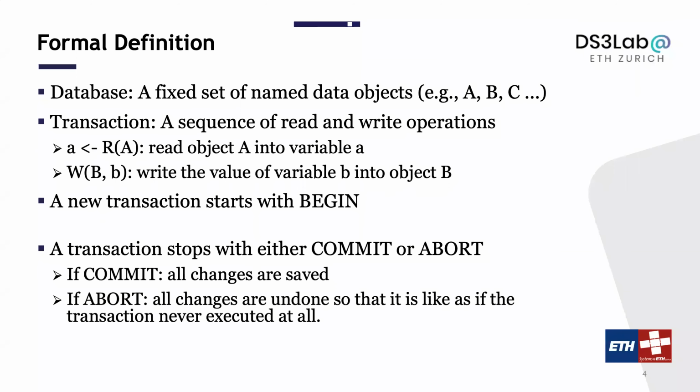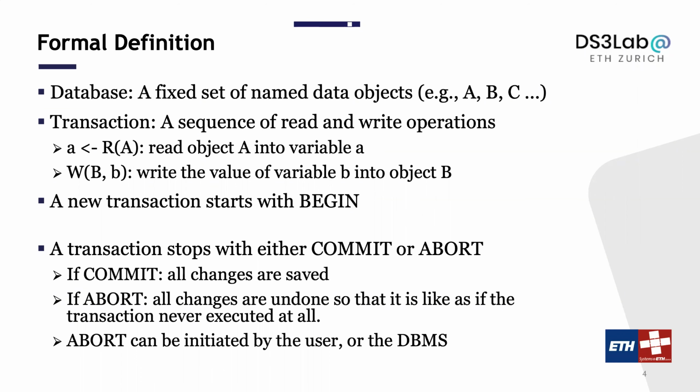Another way to end the transaction is abort. In this case, all the changes that have been done by the transaction are going to be undone, and it is as if this transaction never happened. Multiple players in the system can trigger abort. For example, sometimes the user can trigger abort. The user says, I have done a whole bunch of things, I don't want to do it anymore, so let me abort this transaction.